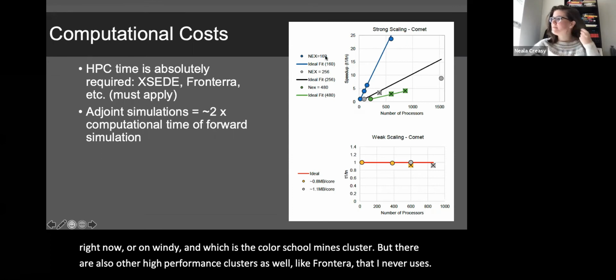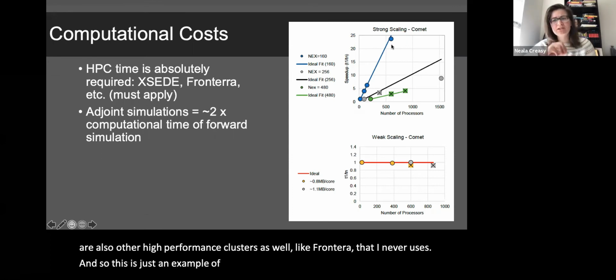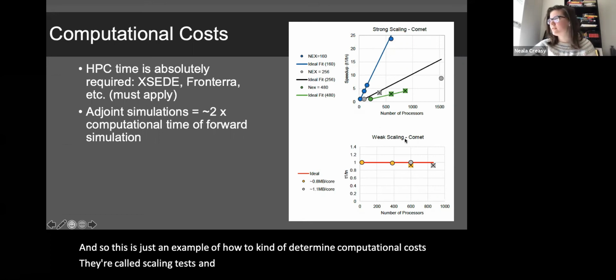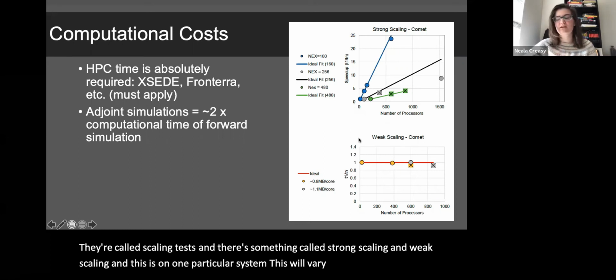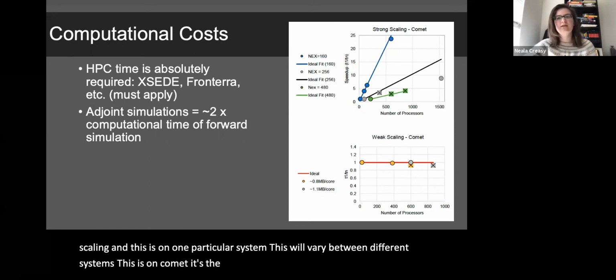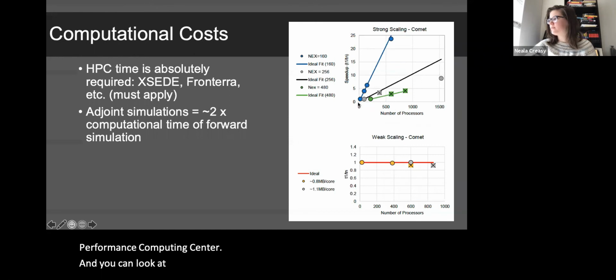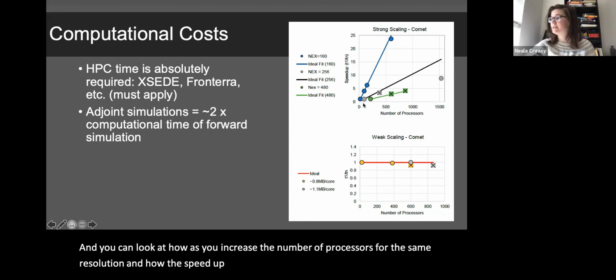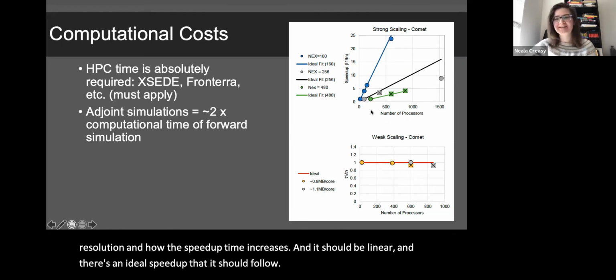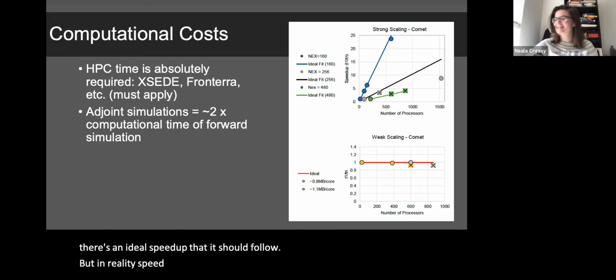And this is just an example of how to determine computational costs. They're called scaling tests, and there's something called strong scaling and weak scaling. This is on one particular system, and it will vary between different systems. This is on Comet, the old system at the San Diego Supercomputer Center. You can look at how, as you increase the number of processors for the same resolution, the speed up increases. It should be linear, and there's an ideal speed up that it should follow. But in reality, speed up doesn't always follow the ideal line.